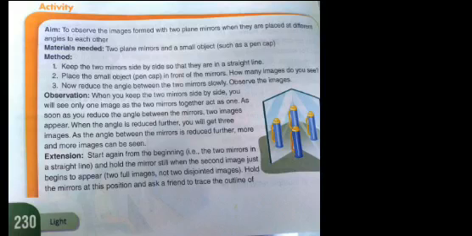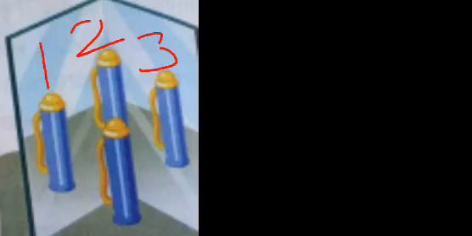We are going to see an activity to observe the images formed with two plane mirrors when they are placed at different angles to each other. And if you see it, you will find in this case the two mirrors are placed at 90 degrees and there are three images formed.